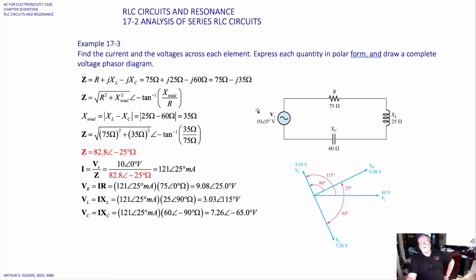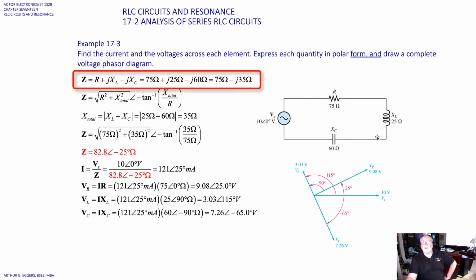So in this example, we take a look at, again, another simple series circuit. In this case, we have all of the reactances and the real parts in ohms. So all we have to do now at this point is start combining the terms into their rectangular phasor form. So the sum of all of the resistor, capacitor, and inductor reactances, 75 ohms, J 25 ohms, minus J 60 ohms, gives us our total then of 75 minus J 35.